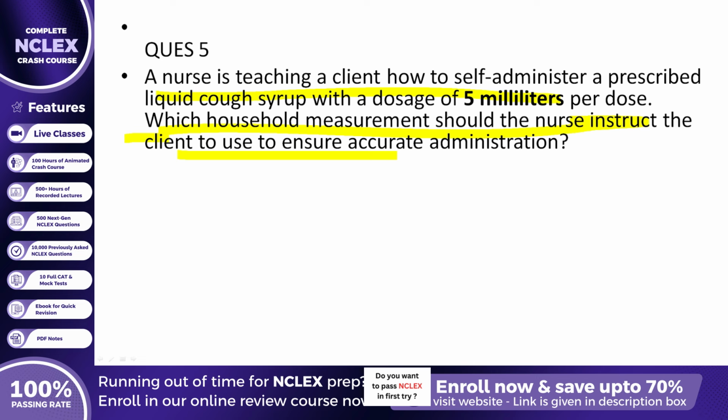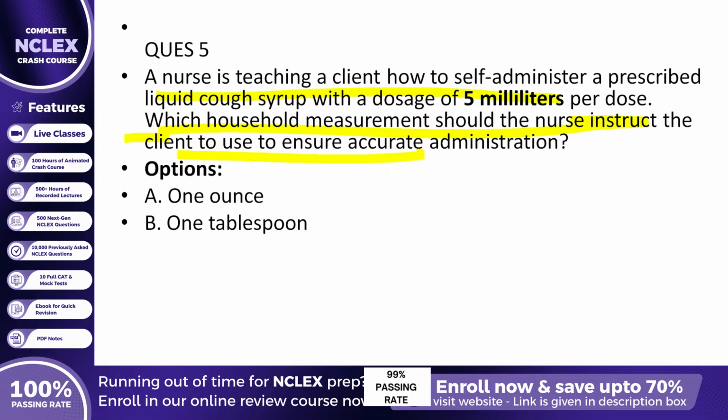Here are the options to consider. Option A, 1 ounce. Option B, 1 tablespoon. Option C, 1 teaspoon. And option D, 1 capful. The correct answer is option C, 1 teaspoon.